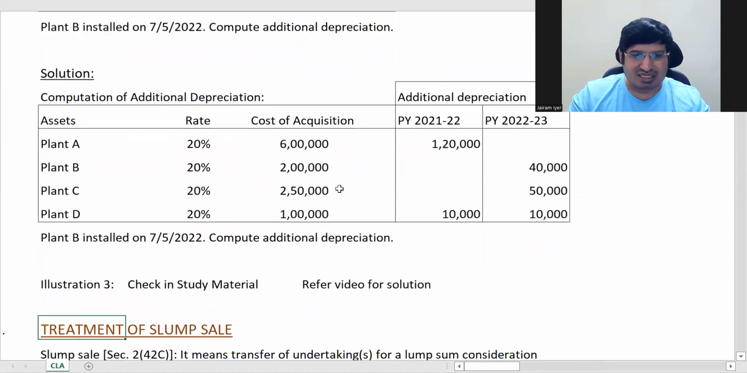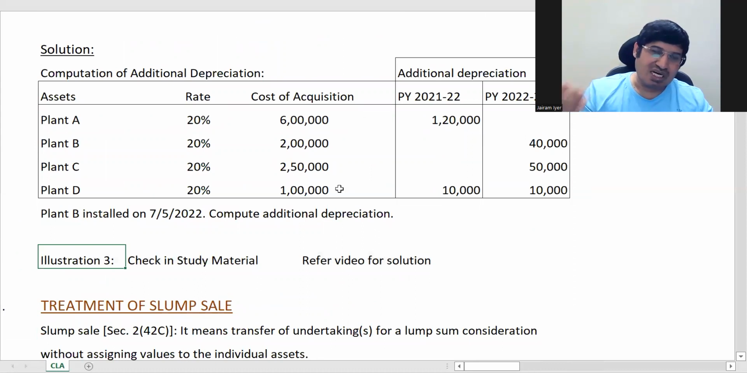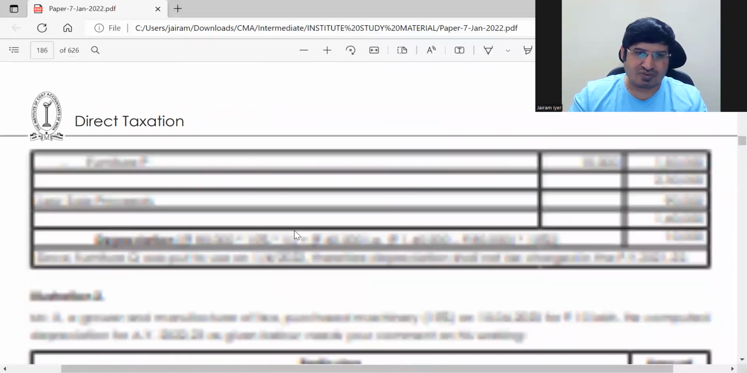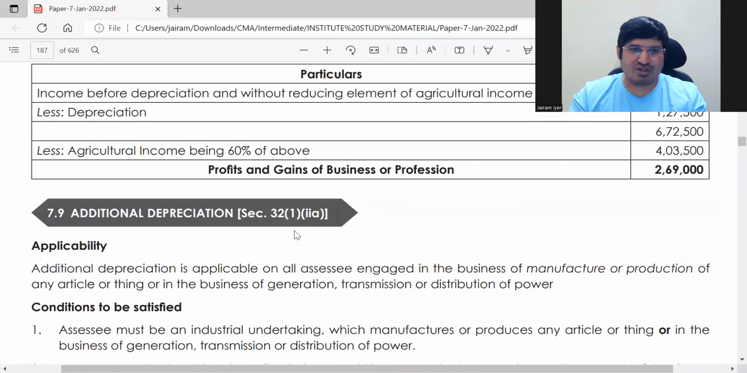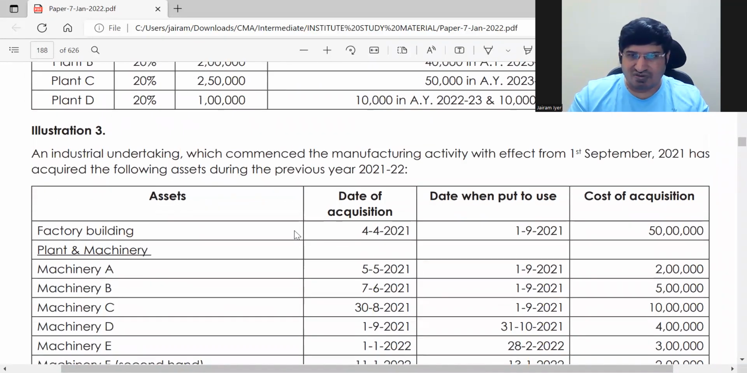चलिए, और उसके बाद हमने ये वाला problem किए थे, this problem we had done in class, in the last one, ठीक है। So now we are going to do this third problem. This is based on additional depreciation and depreciation, that's why I just revised all this, ठीक है। चलो, तो अभी इसमें हम चलते हैं। We'll take you through this illustration 3. Okay, we'll do it from the study material.